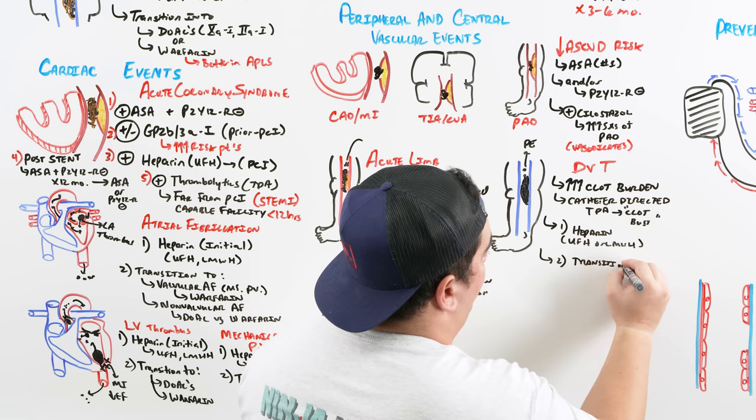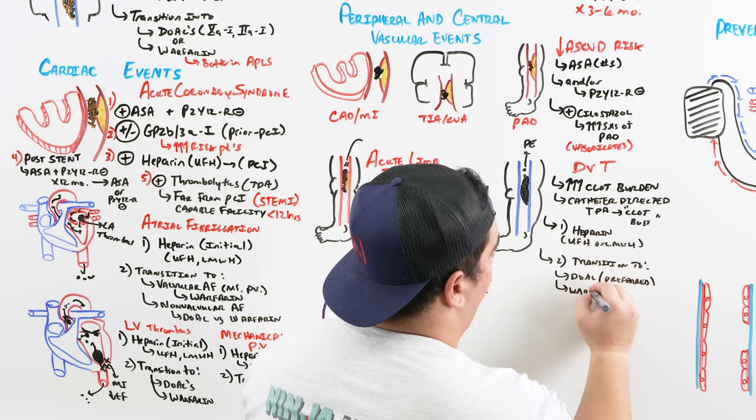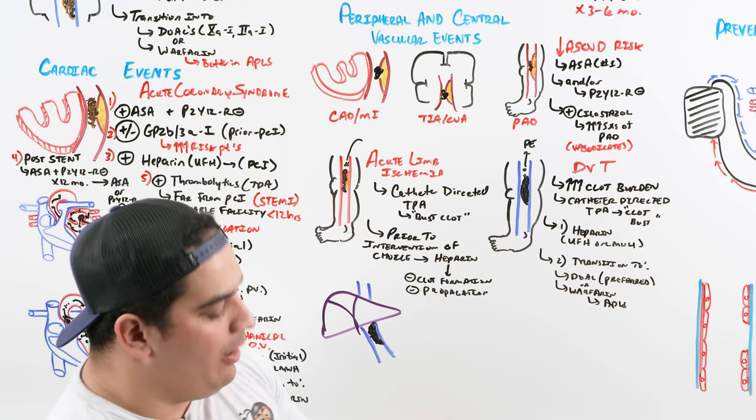You can transition to one of the following: a DOAC, which is more commonly preferred. This is usually way more preferred over warfarin, or you can do warfarin. The only time warfarin would be preferred is if the patient has antiphospholipid syndrome. And we don't do this lifelong. This may be for anywhere from 3 to 6 months. 3 to 6 months. Okay.